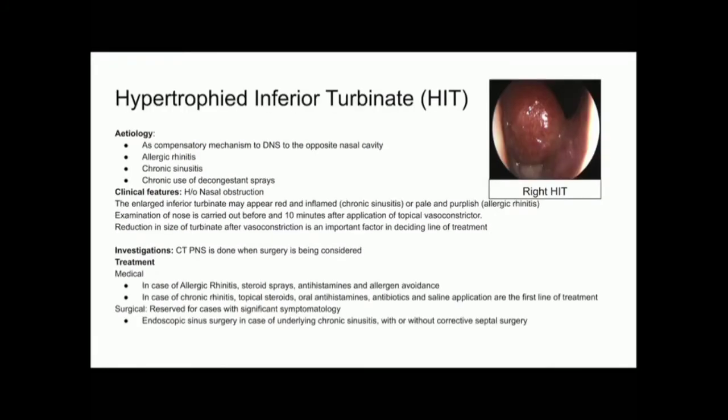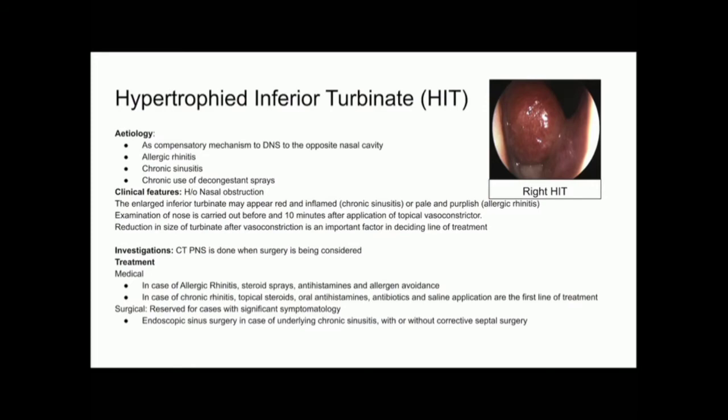Hypertrophied inferior turbinate. The causes are as a compensatory mechanism to DNS on the opposite nasal cavity, in allergic rhinitis, in chronic sinusitis, and in chronic use of decongestant sprays. There is history of nasal obstruction. The enlarged inferior turbinate may appear red and inflamed in chronic sinusitis or pale and purplish in allergic rhinitis. Examination of the nose is carried out before and 10 minutes after application of a topical vasoconstrictor. Reduction in size of the turbinate after vasoconstriction is an important factor in deciding the line of treatment.